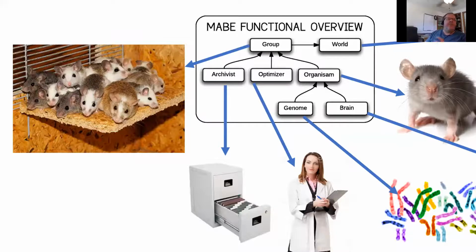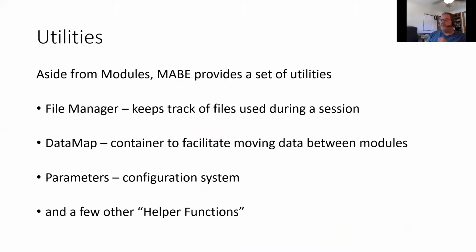So in addition to the modules, MABE provides a set of utilities. These are things like a file manager, which keeps track of which files are being used during a session, data map, which is a container that allows data to move between modules, the parameters system, which allows the world and genome and brain developers to add parameters to their system, and then some other helper functions that are just generally useful.